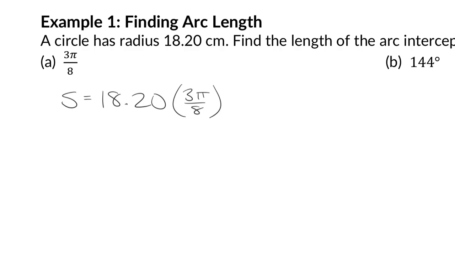So all we would do here is, without pressing the pi button, we are going to multiply in our calculator 18.2 times 3 divided by 8. And for this one, let's go ahead and leave it as a decimal. We get that the arc length, when we do 18.2 times 3 divided by 8, we should get 6.825 pi. Is that what you guys got?